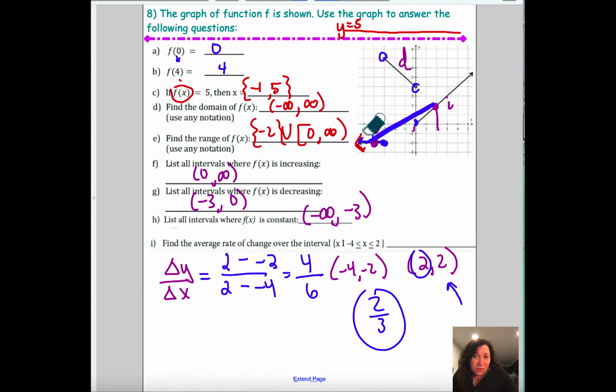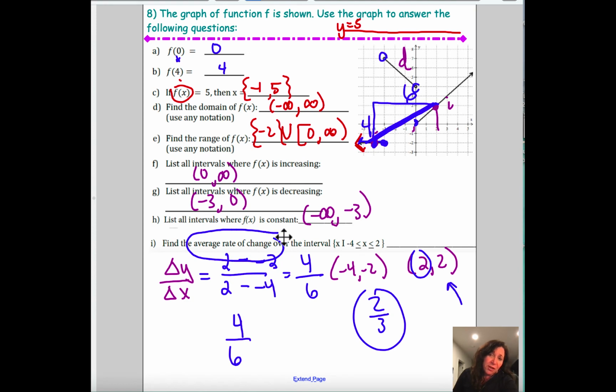Or count. Just count, rise over run, right? So I'm starting at -2. Here's my rise, and here's my run, up 4 over 6. So 4 over 6, which again is 2/3. And that's the average rate of change, which again is your slope, okay?